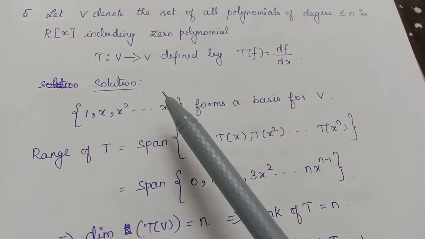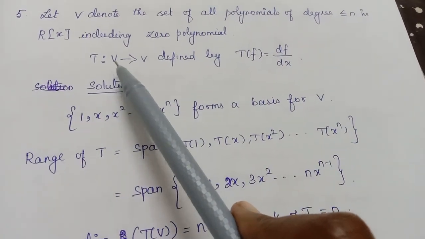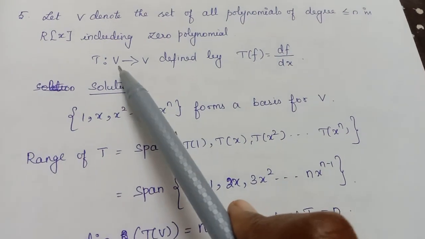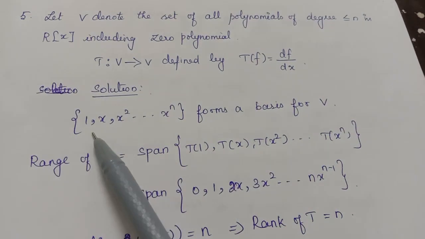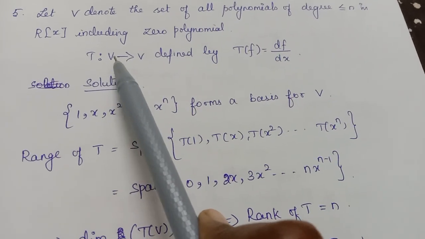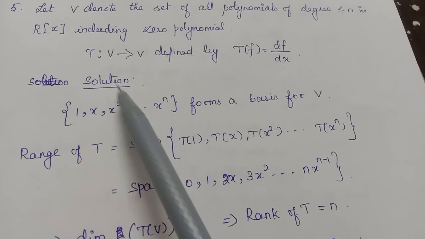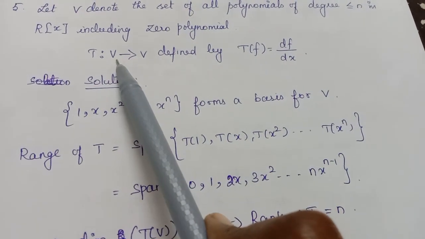So I am going to proceed as in the previous problem because I know what this vector space is now. So I am going to write its basis. What is the basis of this vector space? 1, x, x square, etc. up to x power n. This vector space is of dimension n plus 1, because how many elements are here? N plus 1 elements. So this is of dimension n plus 1.